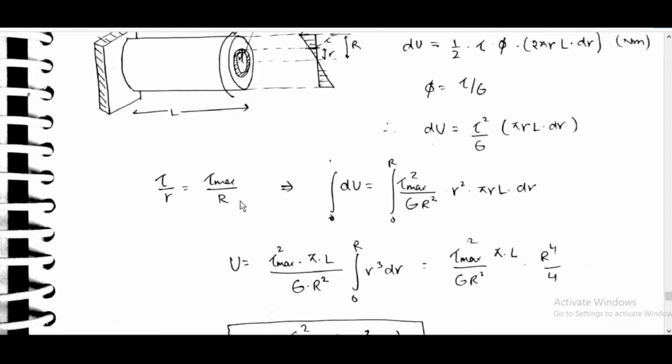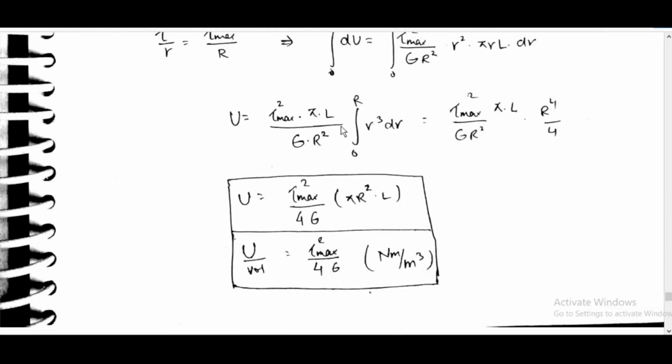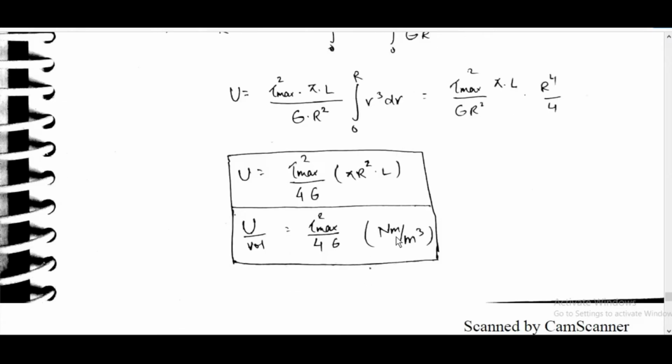Tau by r is equal to tau max by R. Integral 0 to U of dU is equal to integral 0 to R of tau max square by G R square into r square pi r L dr. U is equal to tau max square pi L by G R square into integral 0 to R of r cube dr, which is tau max square by G R square into pi L into r power 4 by 4. U is equal to tau max square by 4G into pi R square L. U per unit volume is equal to tau max square by 4G, Newton meter per meter cube.